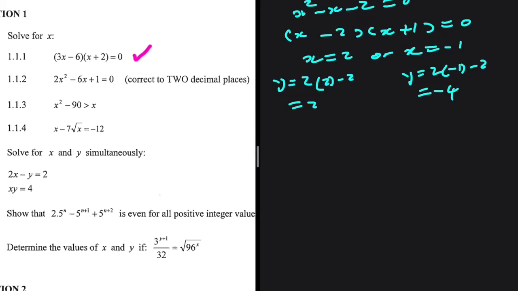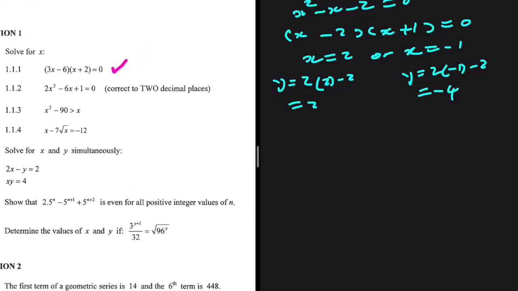1.3. Let's take a look at 1.3. So in 1.3, we're supposed to show that 2 multiplied by 5ⁿ minus 5ⁿ⁺¹ plus 5ⁿ⁺² is even for all positive integer values of n. Alright, let's see how we can possibly show that.